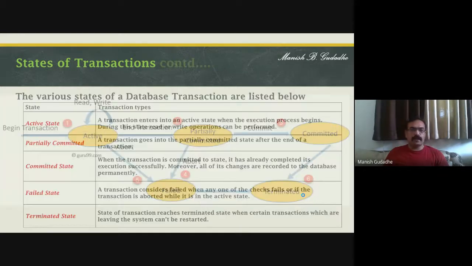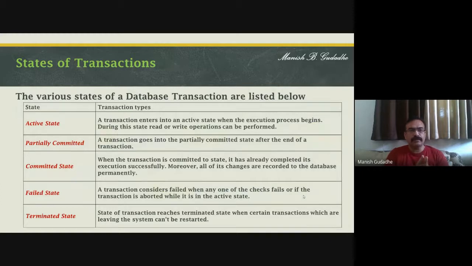If we try to see it theoretically, in active state, a transaction enters into an active state when the execution process begins. During this state, the read or write operations can be performed. In the partially committed state, the transaction goes into this state after the end of transaction. In committed state, it has already completed its execution successfully, and all of its changes are recorded to the database permanently. That is the committed state. Failed state, the transaction is considered failed when any one of the checks fails, or if the transaction is aborted while it is in the active state.